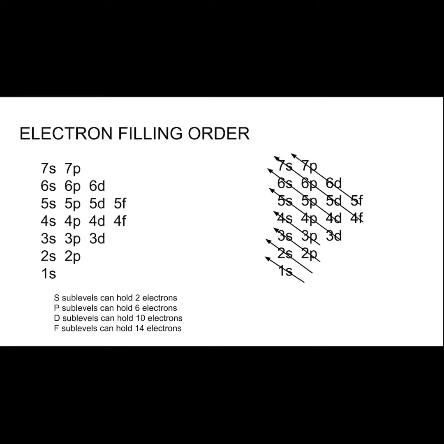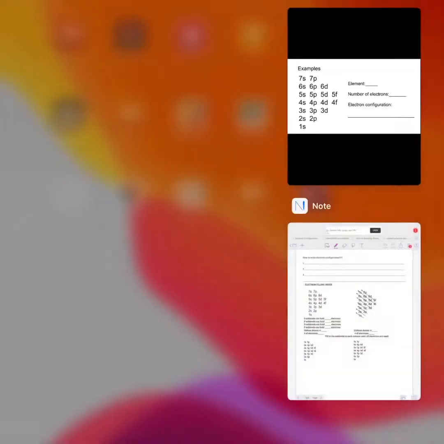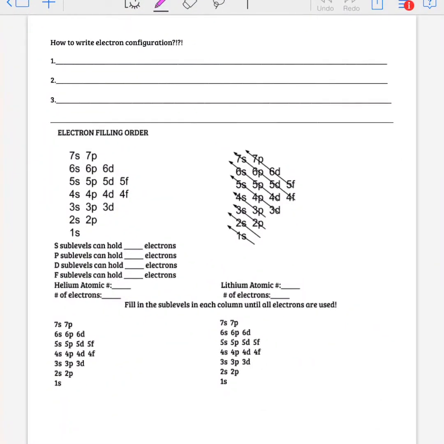Remember to fill in your sublevels. Sublevel S holds 2, P holds 6, D holds 10, and F holds 14. So let's just do some examples and then it will make a little bit more sense. So I'm gonna go to my notes over here. This is the same notes y'all have.